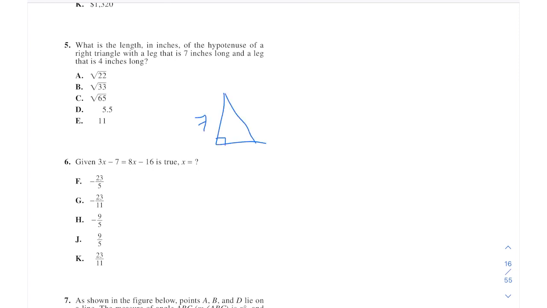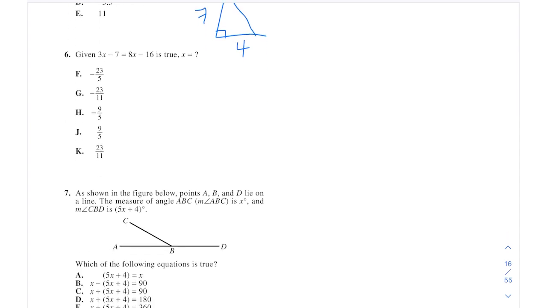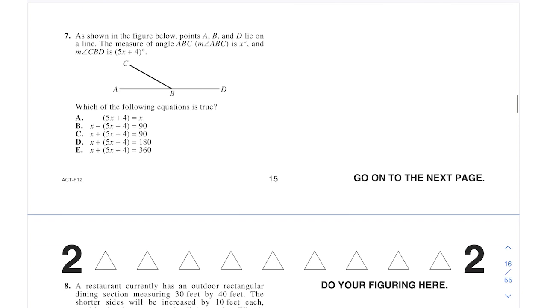Hypotenuse, leg of 7 and 4, this is the Pythagorean theorem. That's 49 and 16, that would be 65. Here we're just combining like terms, so 5x will equal 9, that would be 9/5. CBD is 5x plus 4, and angle ABC is x. So together, when you add those up, it equals 180.